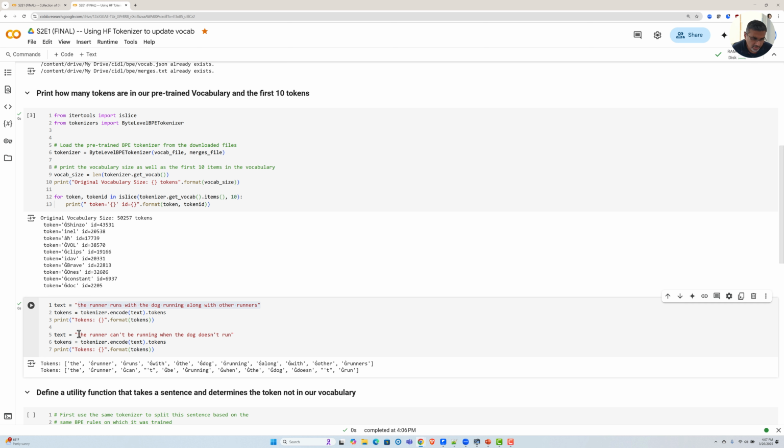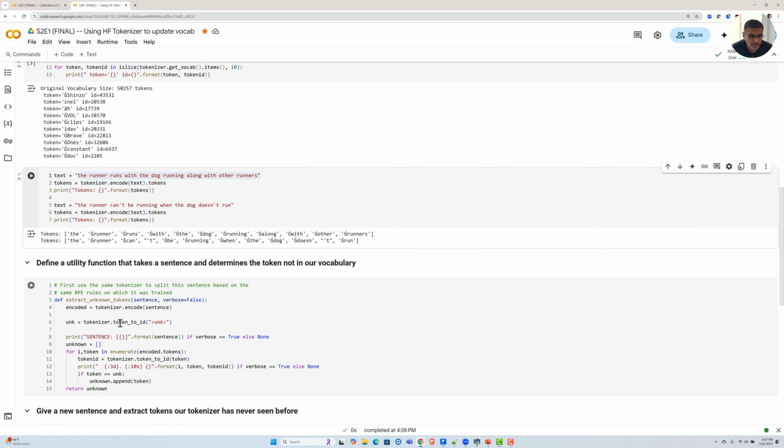Another sentence I give here is "the runner can't be running when the dog doesn't run." It basically said "the" is one token, "runner" is another token, "can't" is split into "can" and "'t" as another token and so on, right? This is what it does.